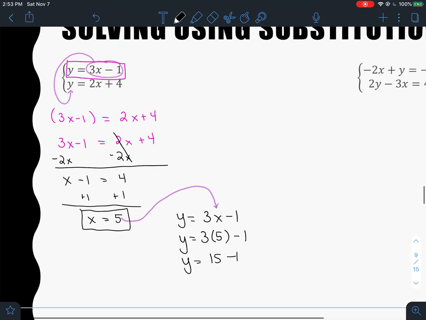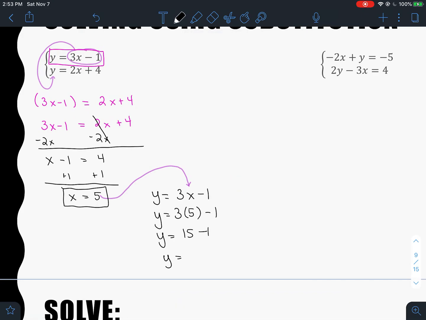So y is going to equal 3 times 5 minus 1. So y is going to equal 15 minus 1. So my y coordinate is going to be 14. So if I were to graph those two lines, they should intersect when x is 5 and y is 14.